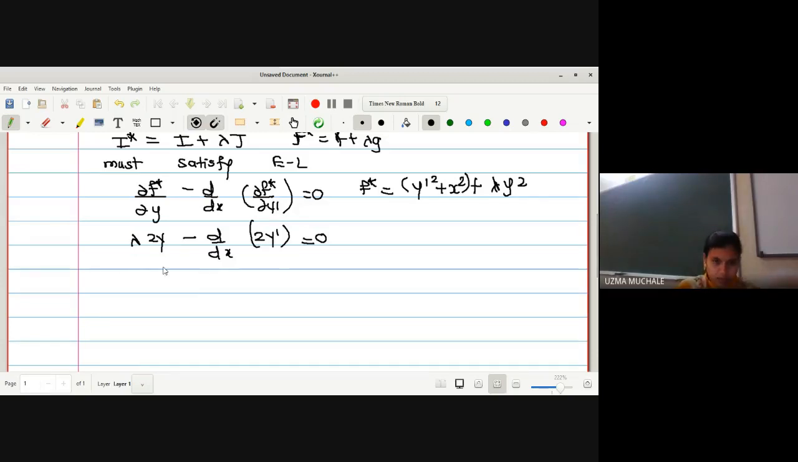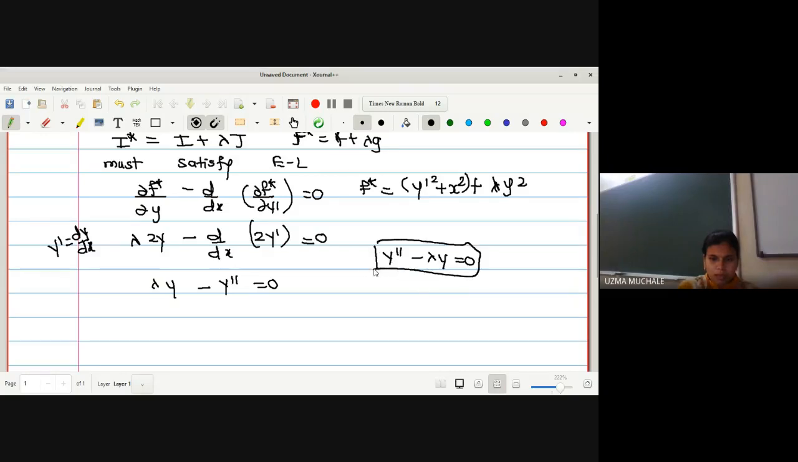Now, if I take the 2 common, or if I divide by 2, what will be the resultant? Lambda y minus y dash is nothing but your dy by dx. So in this way, again if I want to find a derivative with respect to x, it will be y double dash. Correct? So what is your equation? We got y double dash minus lambda y is equal to 0.